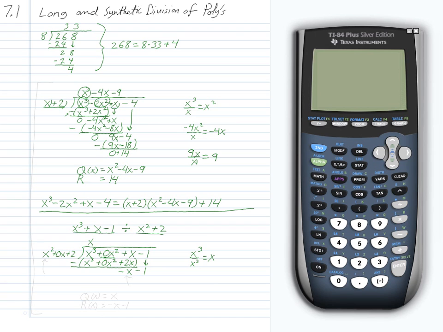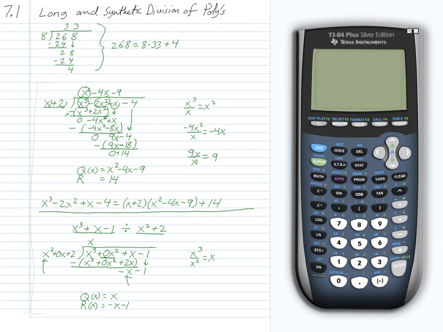Now I am actually done at this point because the degree of what I ended up with is smaller than the degree of my divisor. So my quotient function is just x, and my remainder function is negative x minus 1.